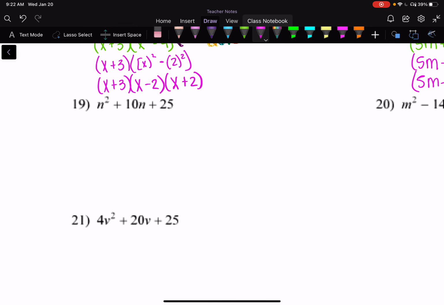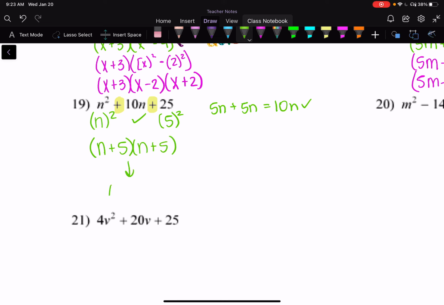Last but not least, we have number 19, 20, and 21. This is a trinomial, but I do notice that my a value is a perfect square and my c term is a perfect square. That breaks up into n and 5. When I multiply those together, I get 5n, and added to itself, it gives me 10n. So we know that this is a perfect square trinomial. Since all of my terms are positive, we know that it will follow the pattern of n plus 5 times n plus 5, and simplify to n plus 5 squared.